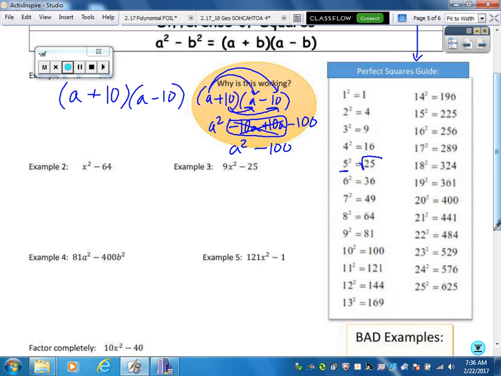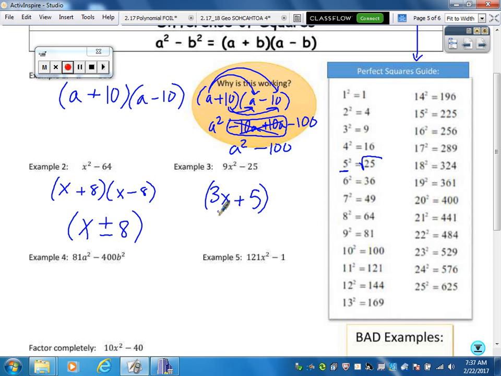We've got x squared minus 64, so x plus 8 and x minus 8, because 8 squared is 64, and x squared is x squared, of course. There's another way you can write this if you want to be a little quicker. You can actually combine that down to plus and minus. So this stands for 2 things, x plus 8 and x minus 8. Alright, next one, 9x squared minus 25. 3x squared would be 9x squared. So plus 5, because 5 squared would be 25.